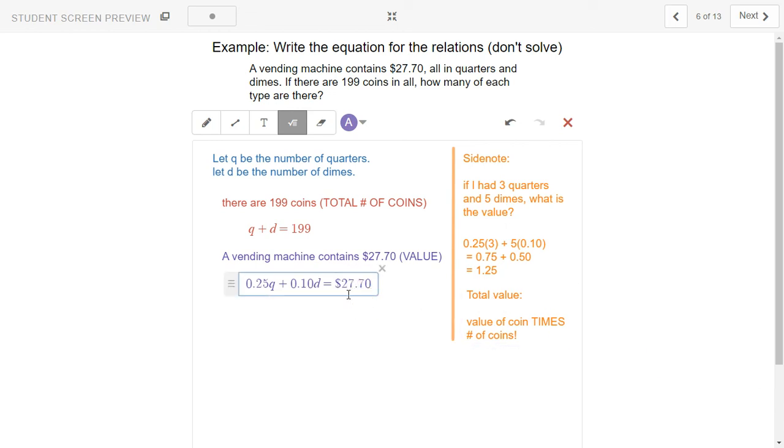We have a value equation and we have the total number of coin equation. With these two equations, we can use substitution or elimination or graphing, and we'll solve.